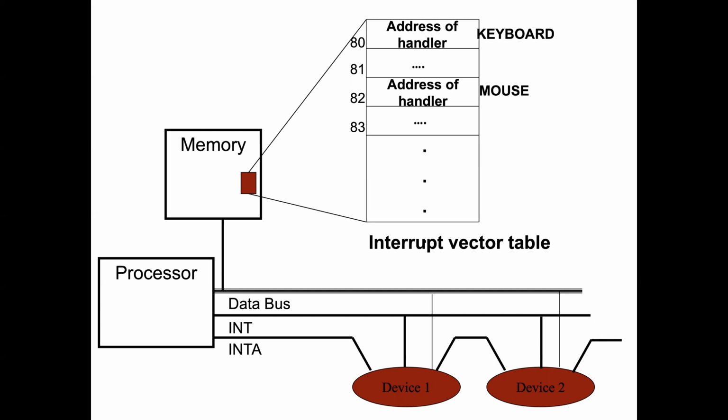So in this case, we have a keyboard and a mouse, and we can see that the keyboard address is being stored in the vector at position 80, and the mouse is going to be stored at position 82.